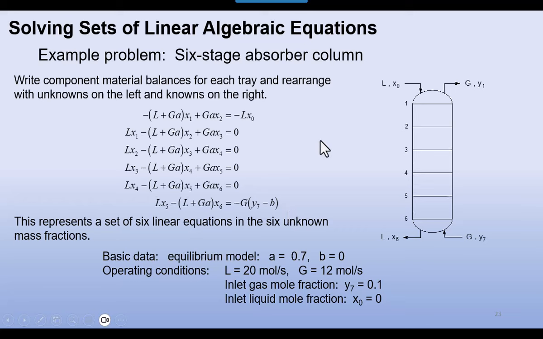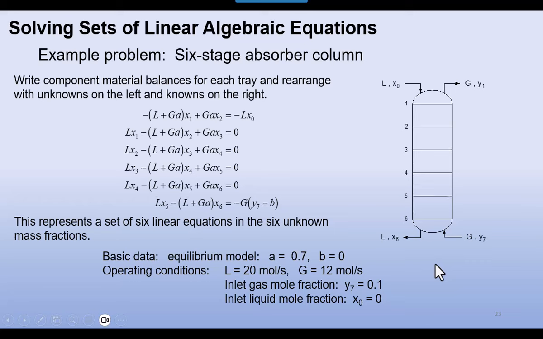And then we gather some basic data, as we illustrated in our second slide of this presentation, and that is the equilibrium model. We use the B, or intercept, of the model as 0, and we use 0.7. And then our operating conditions, we have 20 moles per second for liquid and 12 moles per second for gas. And then we have our inlet concentrations, all right, for Y7 down here, and for X0 up here, all right? So that's the kind of thing that we have for our absorber.